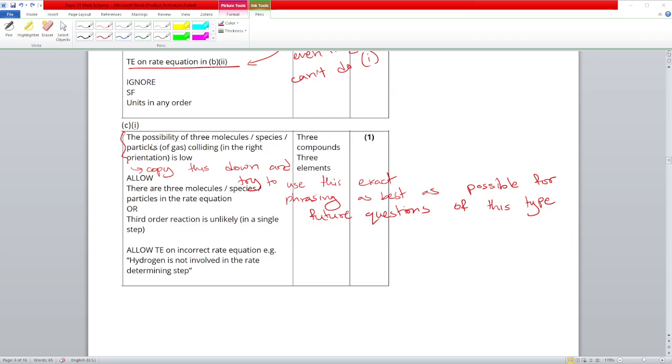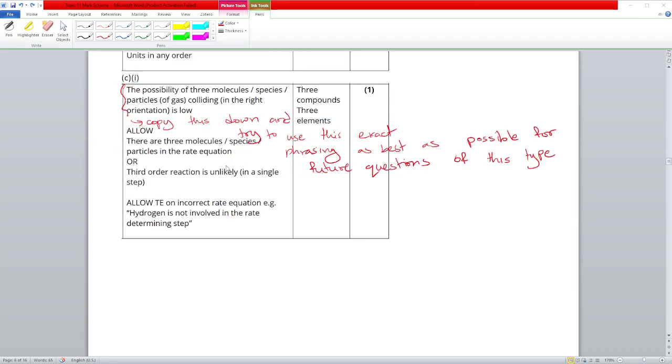Again, this is another place, C1, where articulating this idea might be difficult, so I highly recommend writing it down if you need to. So this one is the possibility of 3 molecules, species, particles of gas colliding in the right orientation is low.